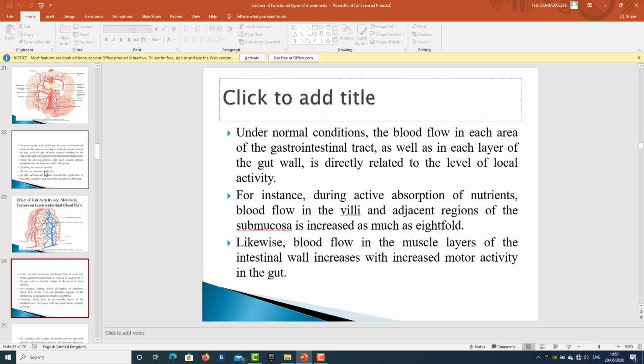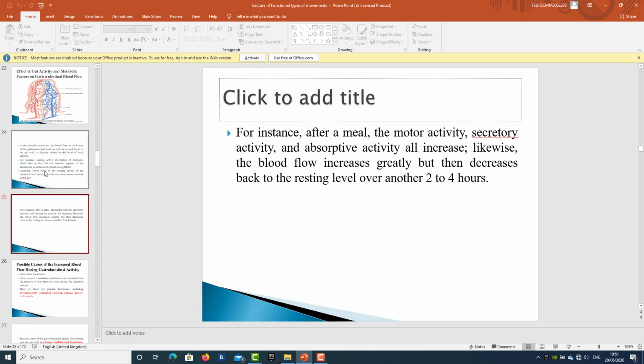Likewise, blood flow in the muscle layers of the gut increases if there is increased motor activity. For example, after a meal, the motor activity, secretory activity, and absorptive activity all increase. Likewise, the blood flow increases greatly, but then it decreases back to resting level over another 2 to 4 hours.